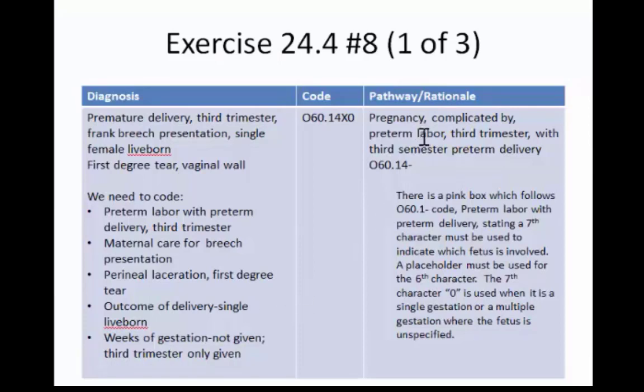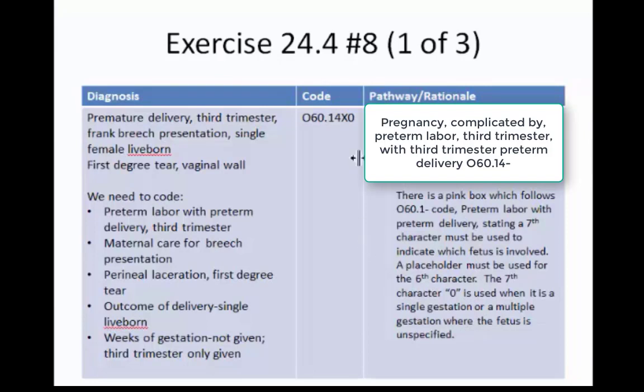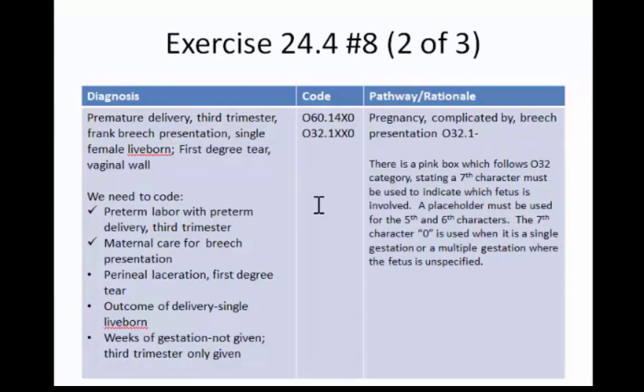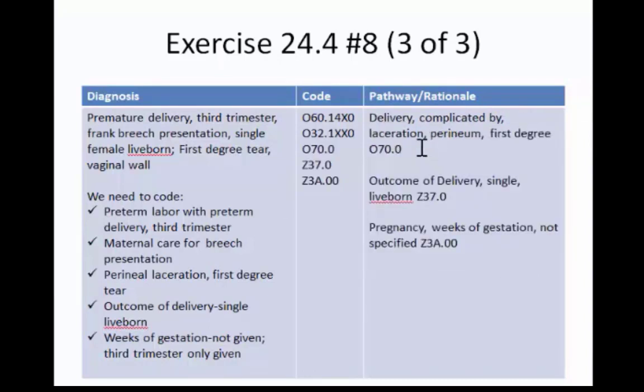Look at it on the next page. Here is your pregnancy complicated by preterm labor, third trimester, with third trimester preterm delivery. The pink box we've mentioned earlier with the seventh character. The seventh character, 0, is fine because we've got one baby, so that's correct. Now we're going to look at the breech presentation. It also allows us to assign a seventh character. Here is the explanation. And here we go with the perineal laceration, the outcome of delivery, and the pregnancy.